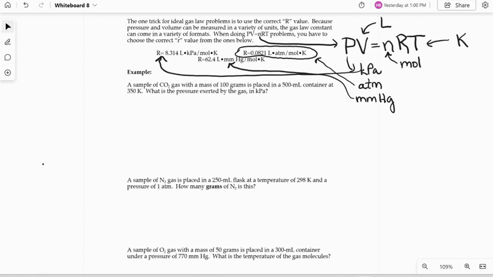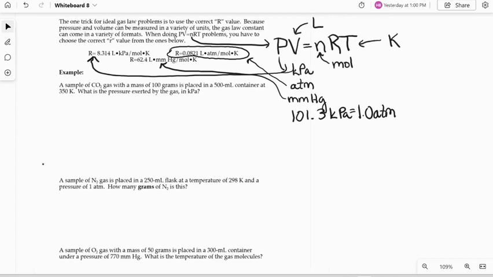The equivalency statement is 101.3 kilopascals equals 1 atmosphere, and that equals 760 millimeters of mercury. These are reference values, so these are considered to have unlimited significant figures. You do not use these conversion factors to determine the number of significant figures. So you can take any of these.